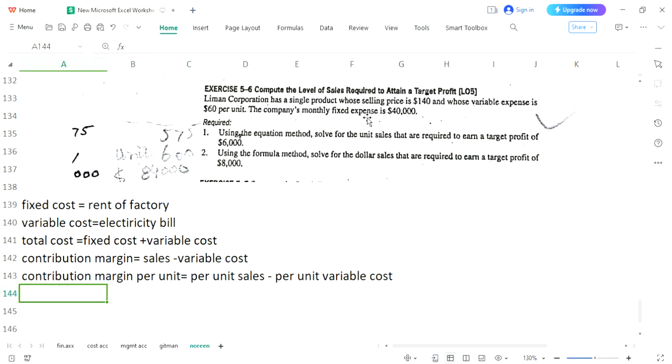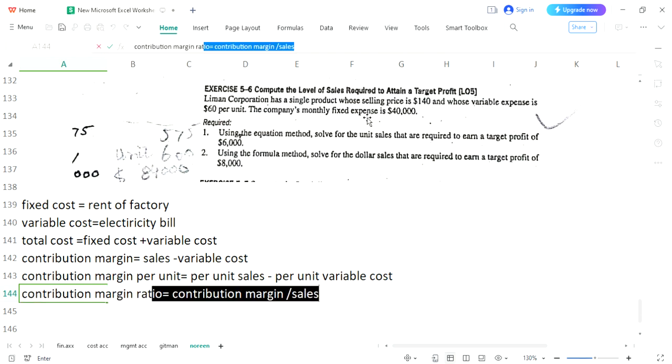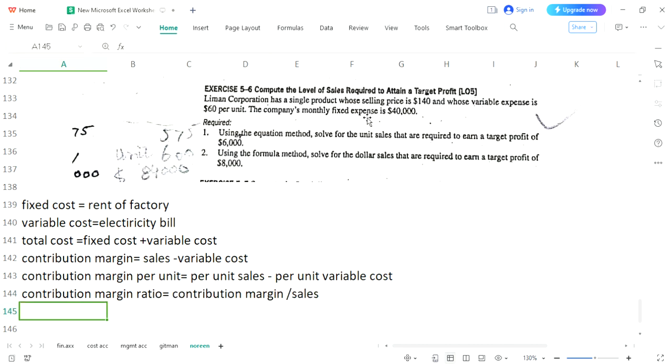And then you have seen contribution margin ratio. And how do you calculate the contribution margin ratio? By dividing your CM, meaning contribution margin, by sales. You will get the contribution margin ratio. Then we have seen break even in terms of units. And how do you calculate break even in terms of units? You will use fixed cost and divide it by per unit CM.